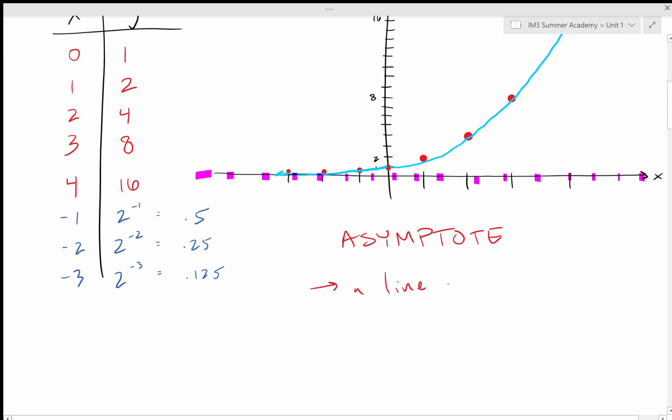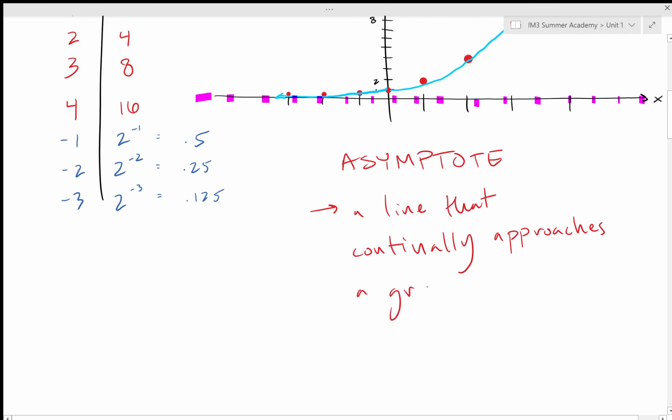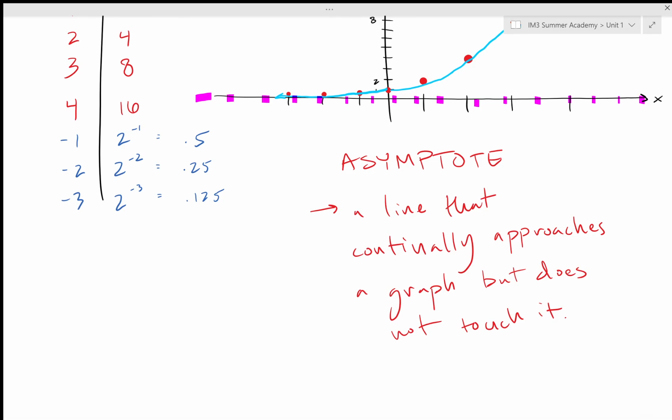An asymptote is a line that continually approaches a graph but does not touch it. It gets closer and closer and closer. You can zoom in more and more and more, and there'll always be space between that graph and that line. Now, this blue graph will continue going to the left, just gets closer and closer until we almost can't see it with our eyes anymore. All right.